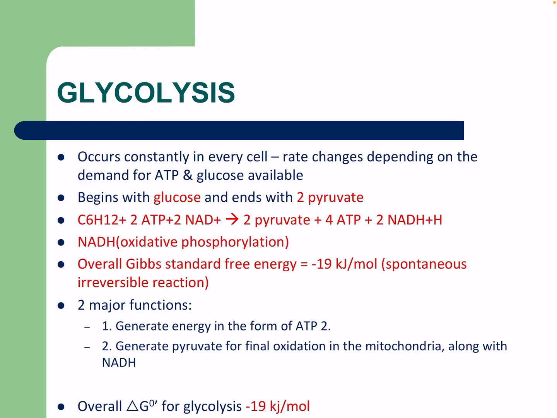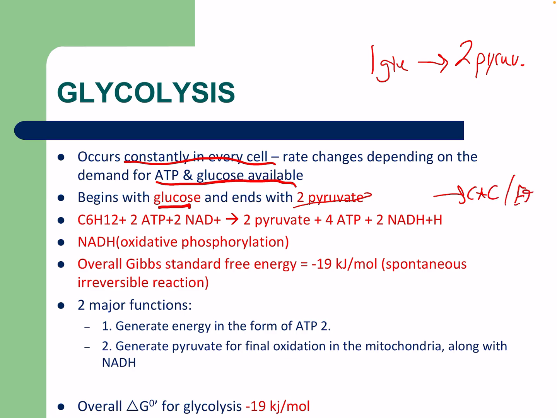So glycolysis occurs constantly in every cell, and the rate of glycolysis changes depending on the demand for ATP and the glucose available. Glycolysis begins with glucose and ends with 2 pyruvate. Every 1 glucose gets 2 pyruvate. When we move through the citric acid cycle and the electron transport chain, it's all happening at the same time. This will technically happen times 2 because there are 2 pyruvates. A lot of the time it's depicted as one pathway, but it's actually happening twice, because most of the time when we talk about the citric acid cycle, it's described with 1 pyruvate molecule.